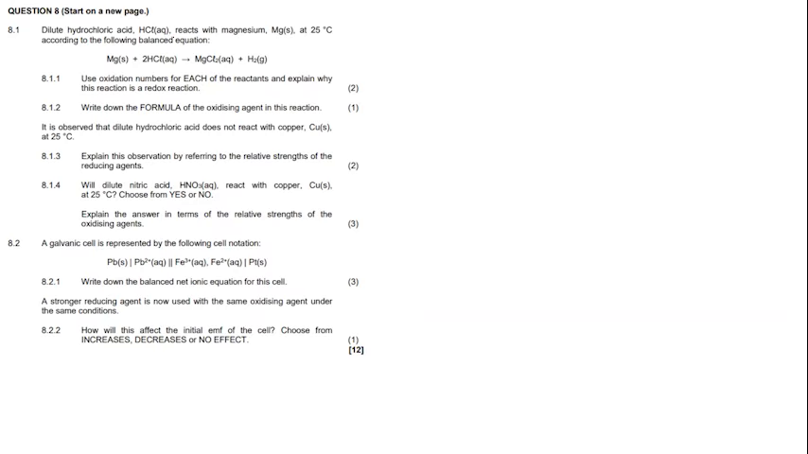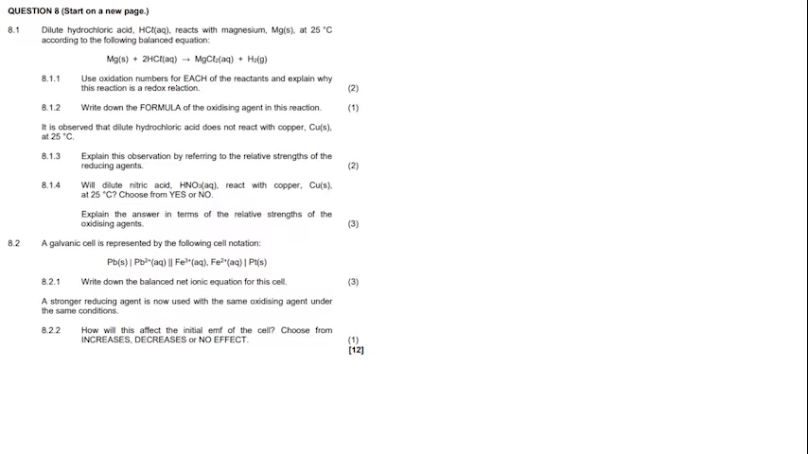Hi guys. Today we're going to be looking at a question on redox reactions. Dilute hydrochloric acid reacts with magnesium at 25 degrees Celsius according to the following balanced equation. Question 8.1.1. Use oxidation numbers for each of the reactants and explain why this reaction is a redox reaction.